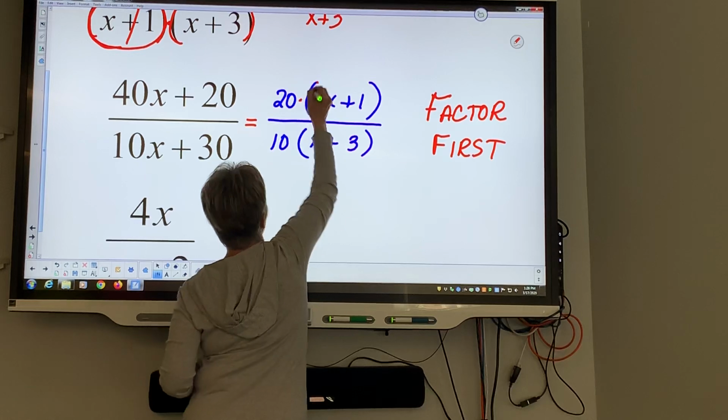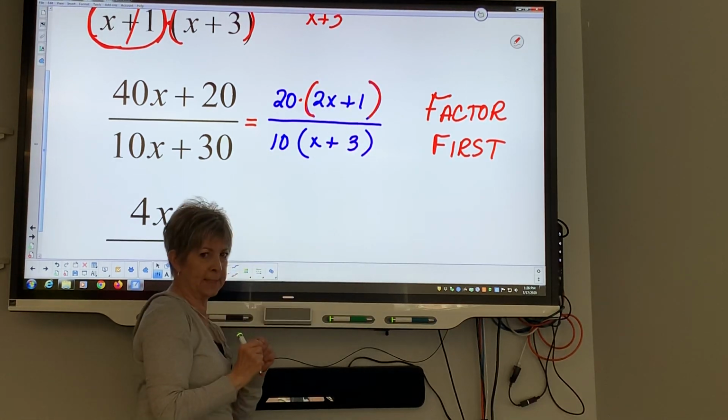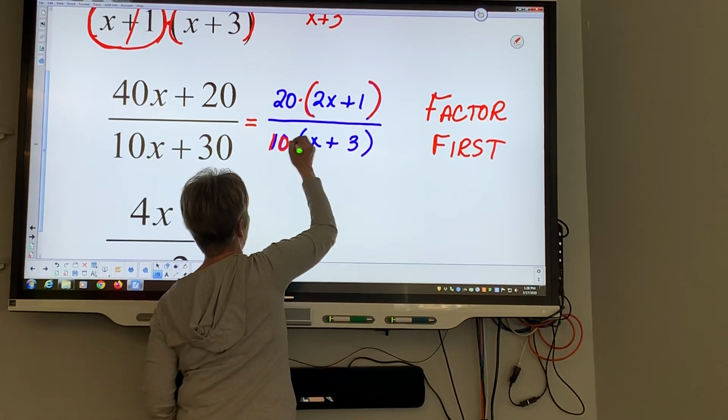All right, now 20 becomes a factor. This whole quantity is a factor. 10 is a factor.